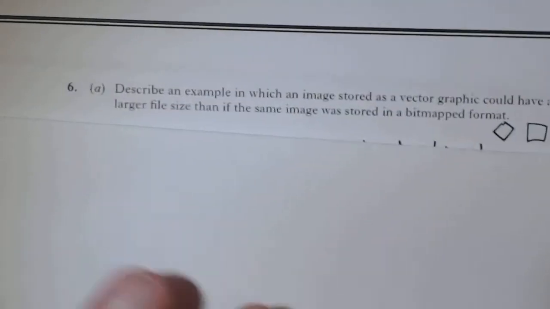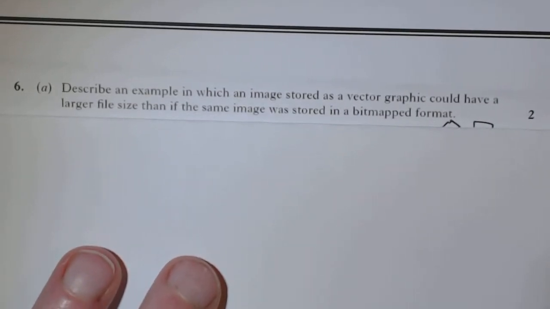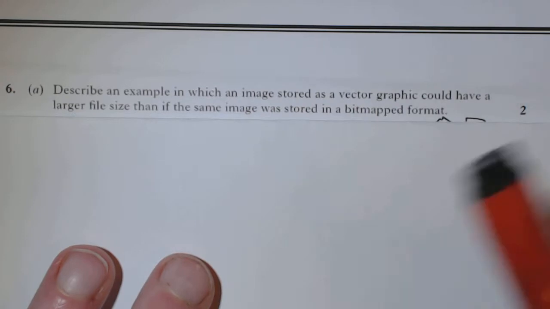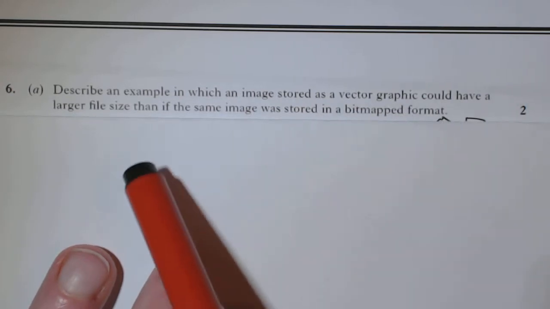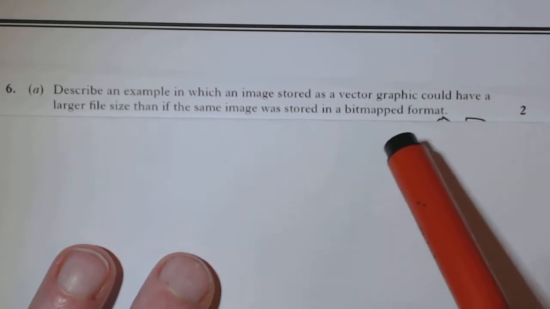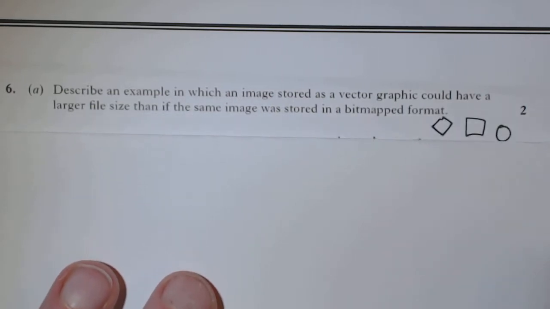Right, here's a wee question that's about vectors. Now, remember with vectors, vectors are made up of objects and the attributes, which are basically the instructions for how the computer recreates these objects. So they're asking, an image stored as a vector image could have a larger file size than if the same image was stored as a bitmap format. So you're meant to basically give an example.